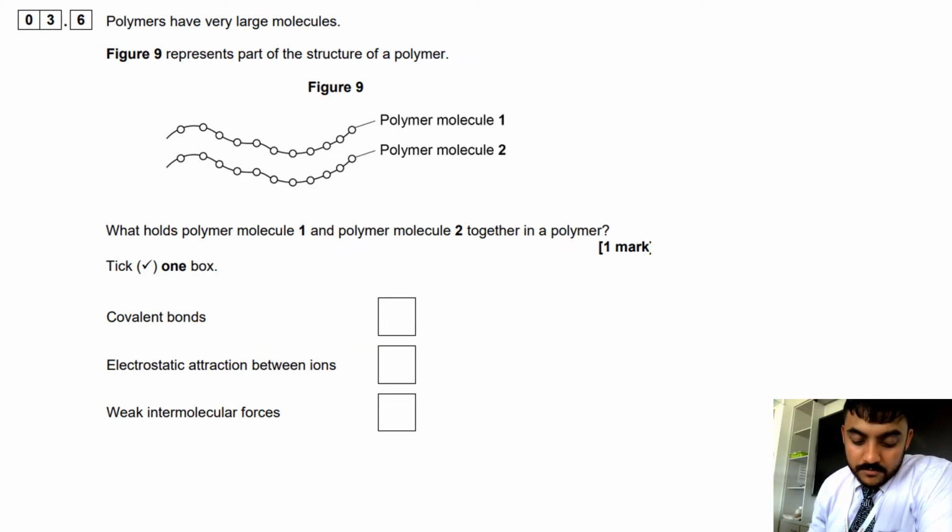Polymers have very large molecules. Figure 9 represents the structure of a polymer. Polymer 1 and polymer 2. What holds polymer molecule 1 and polymer molecule 2 together in a polymer? Let's see.